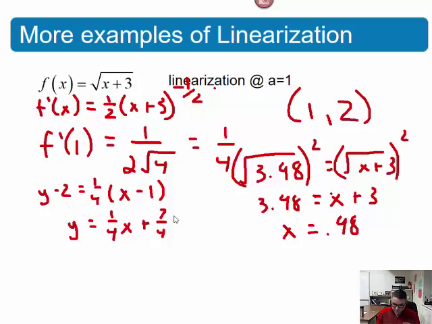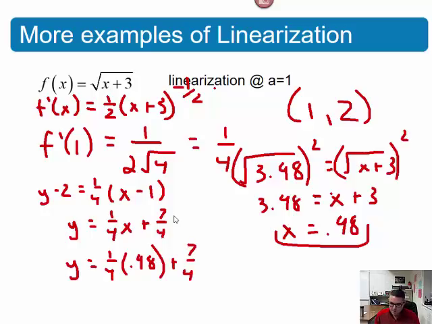Y equals 1/4 x plus 7/4, and you plug in this 0.98 for x. That's what you saw in that table. So 1/4, what's x? 0.98 plus 7/4, and I plug that into my calculator. That gives me 1.995. Now, that's the linearization answer.